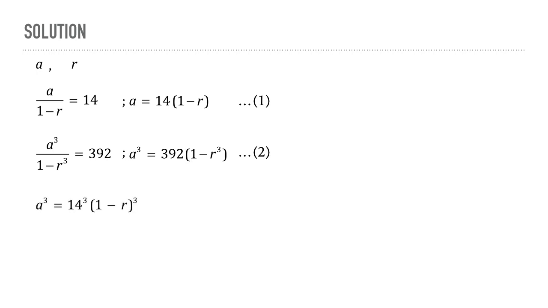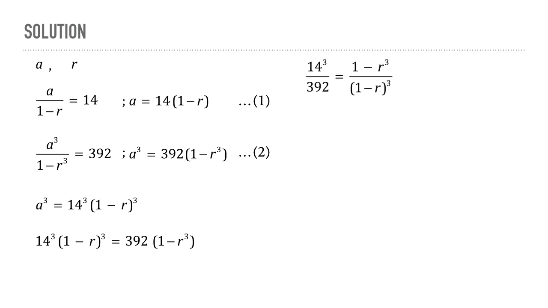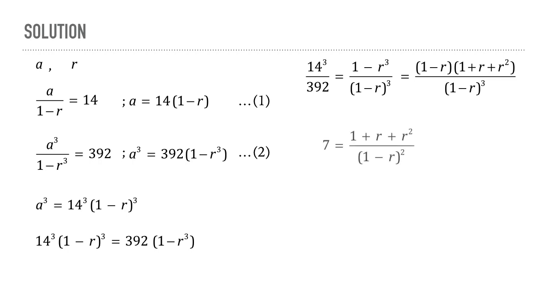When we cube the first equation, we get A cubed is equal to 14 cubed times 1 minus R whole cubed. Comparing this with equation 2, we get this equation, which can be rewritten in this form. Now the right hand side here can be factored in this form, and therefore the overall equation can be simplified and written down like this. We can now cross multiply to get this equation.